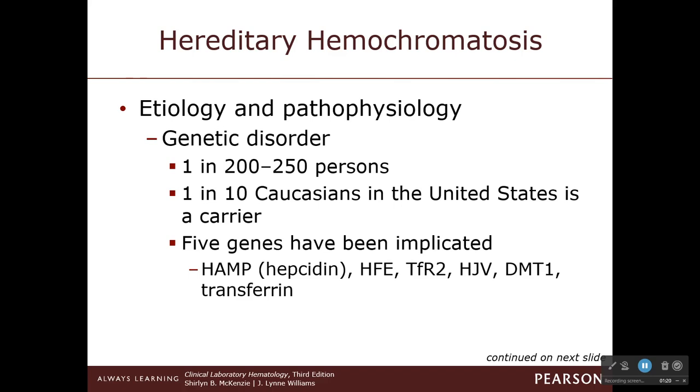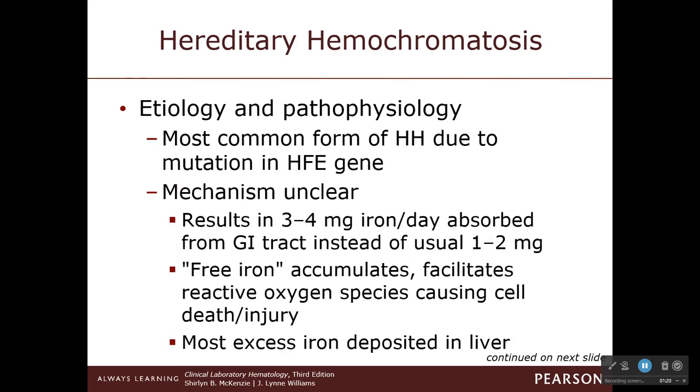So it's a genetic disorder, 1 in about 200 to 250 people. 1 in 10 Caucasians. This is one of the things you don't really see in African Americans or Asians. This is a white disorder, okay? They're usually the ones that you're going to see this in. I don't know that I've ever seen an African American have hemochromatosis. Five genes have been implicated since the Human Genome Project. The HAMP gene is the one that helps produce hepcidin. And so essentially, the more hepcidin you produce, the more iron you're going to absorb, all right? So just be familiar with this as you go.